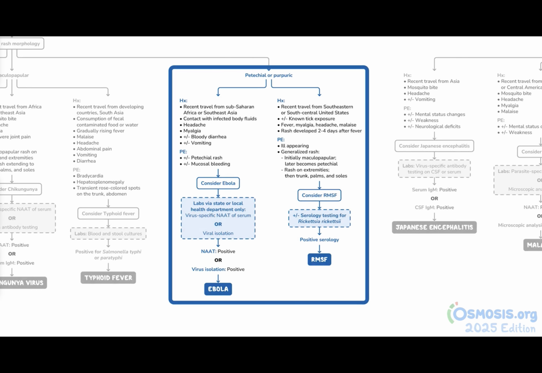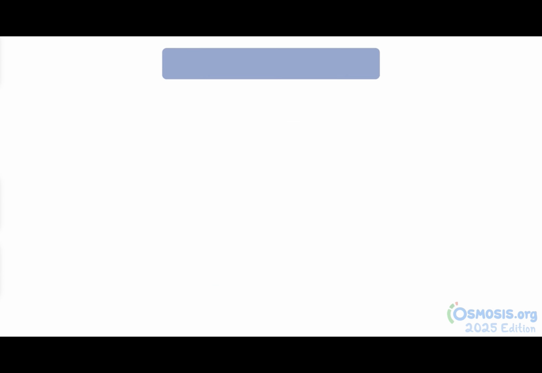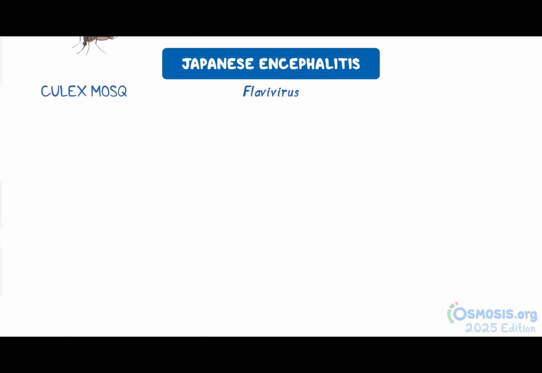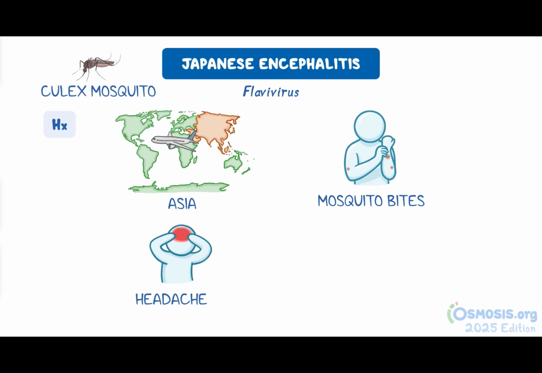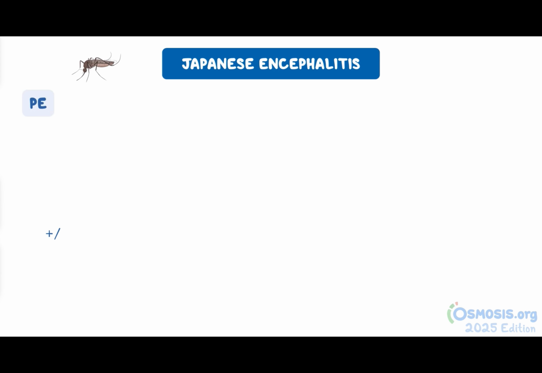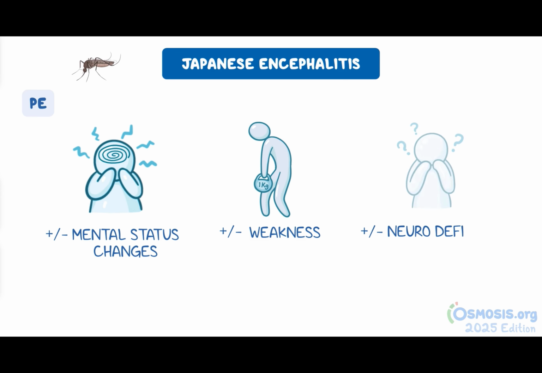Okay, now that we've covered febrile travelers with a rash, let's discuss cases when a rash is not present, starting with Japanese encephalitis. This illness is caused by a virus from the Flavivirus genus and transmitted by Culex mosquitoes. Patients report recent travel from Asia, mosquito bites, headaches, and possibly vomiting. Exam might reveal mental status changes, weakness, and neurological deficits.